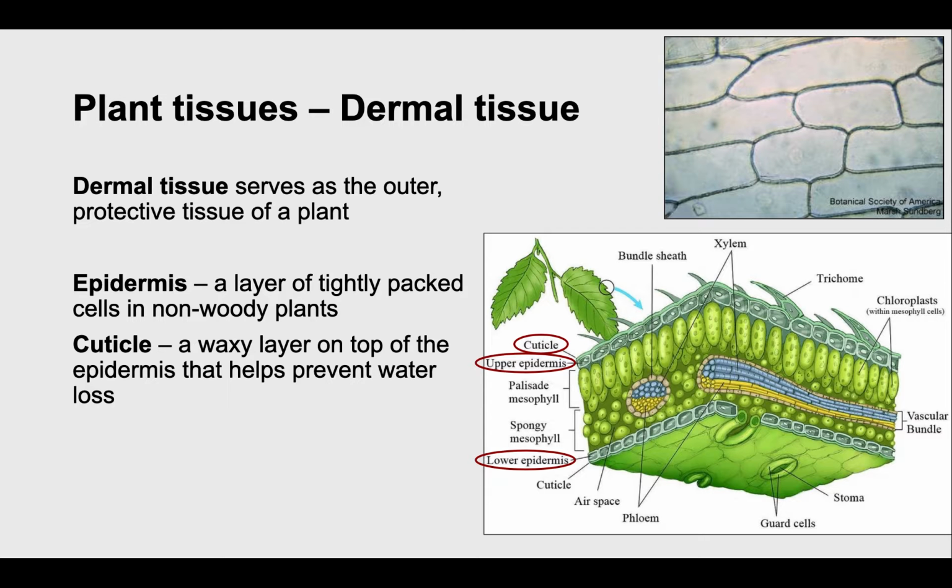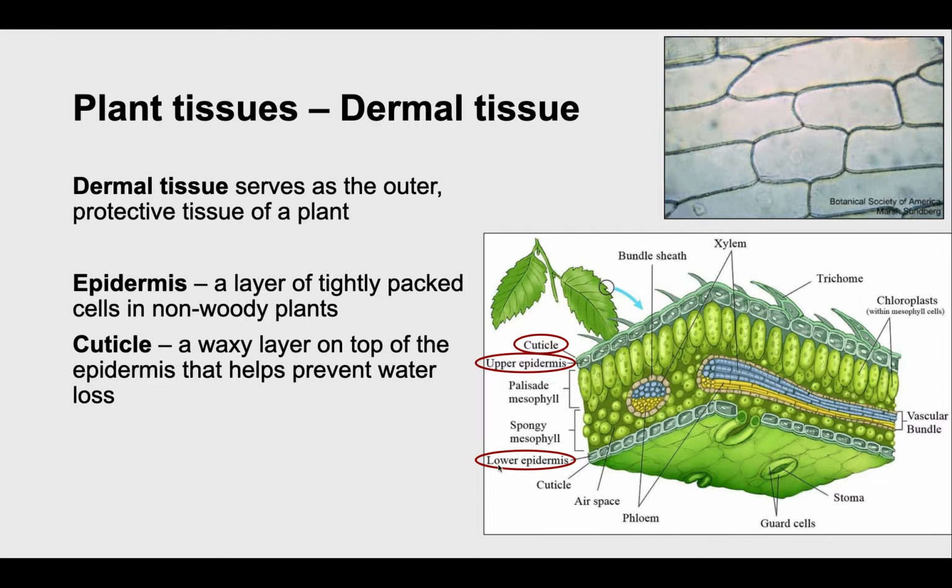We're going to start with dermal tissues because I think they're the easiest to understand. Dermal tissues serve as the outer protective tissue of the plant. So if you look at a plant, you're probably looking at dermal tissue. It's the outermost layer of cells. They are protecting the plant, providing a barrier from the outside, keeping moisture inside. And there's a couple different layers that we could talk about when we're looking at the dermal tissue.